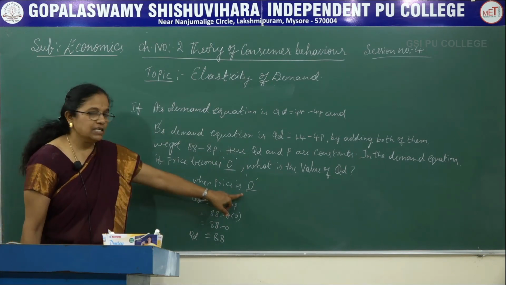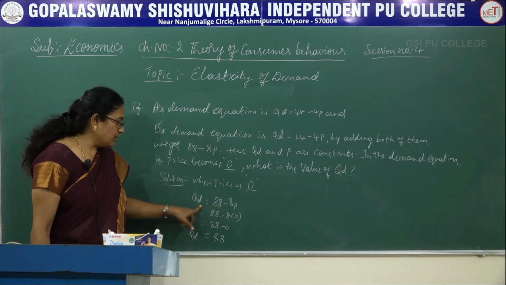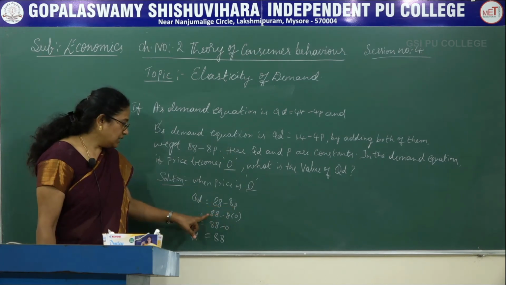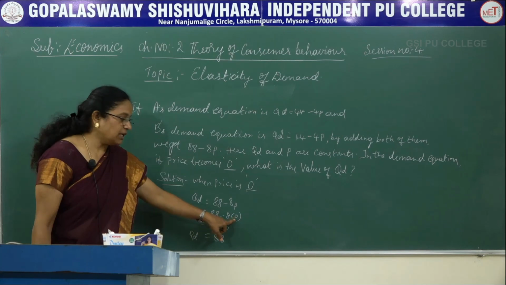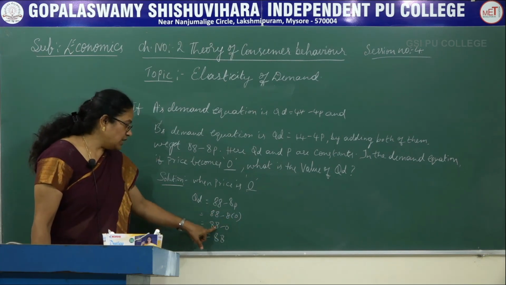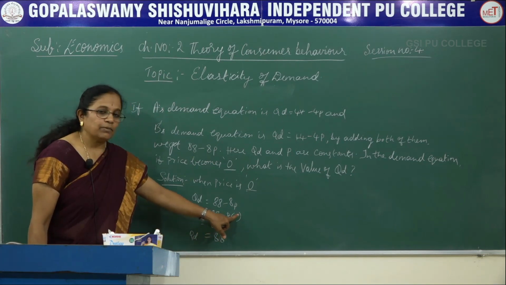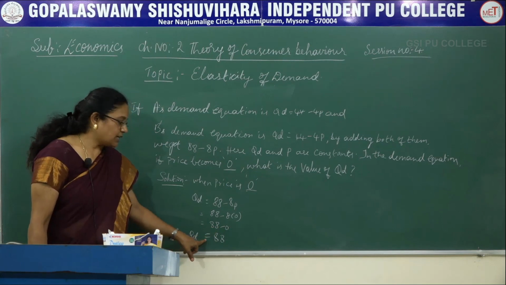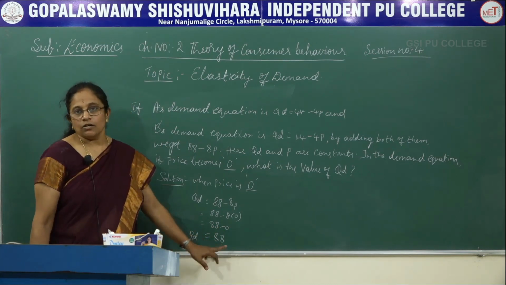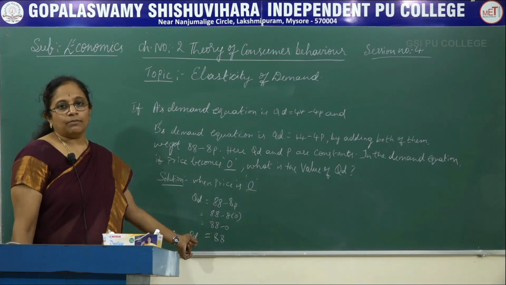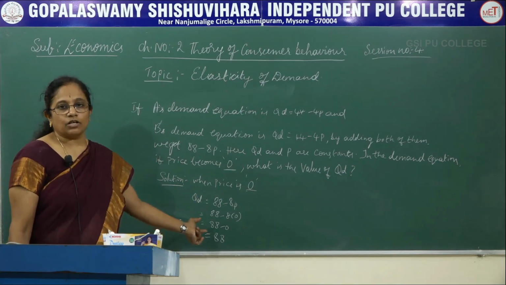When the price is 0, quantity demanded in this equation 88 minus 8P is 88 minus 8 multiplied by 0, because P is 0. So, 88 minus 0, because 8 multiplied by 0 is 0 only, 88 minus 0, so quantity demanded becomes 88 only. So, these are all the small problems that can be asked of you in the examination for 1 or 2 marks.